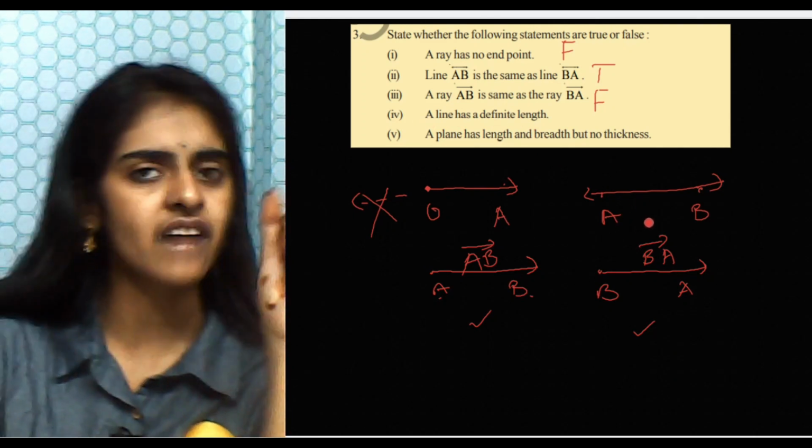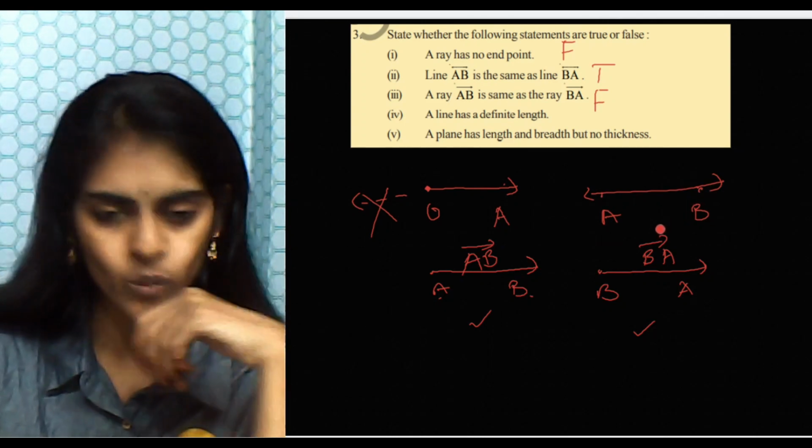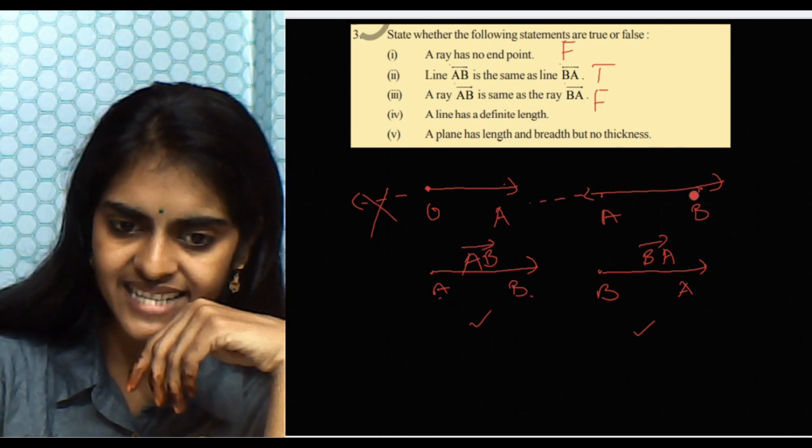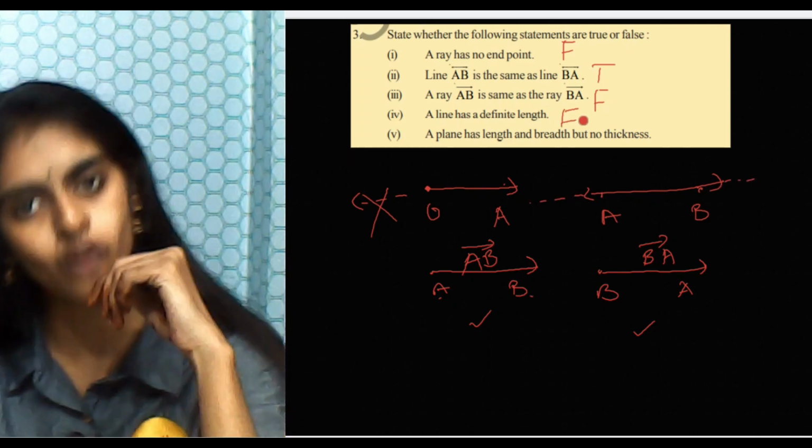The next one, a line has a definite length. A line, does it have a definite length? Can you say the length of this line AB? No. Why? Because this line can be extended in any direction. So a line has a definite length is false.